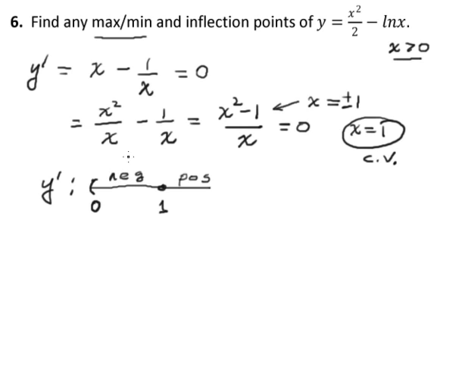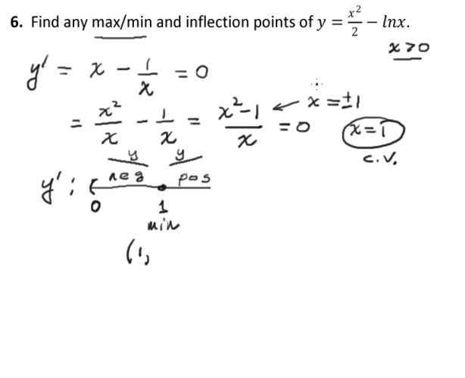Okay, so that tells us that y prime is decreasing to the left of 1 and increasing to the right of 1. Sorry, not y prime, but y. Y prime is negative, so y is decreasing here. And here, y prime is positive, so y is increasing. And that makes 1 a minimum. Decreasing to the left, increasing to the right, 1 is a minimum. So that's our 1 max-min point.